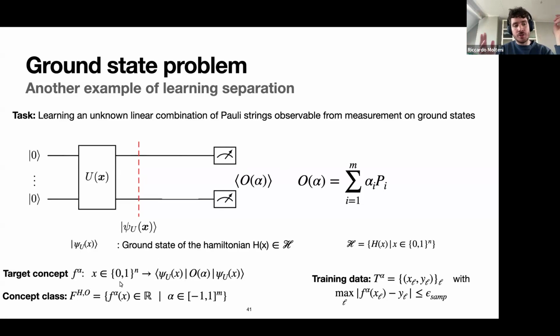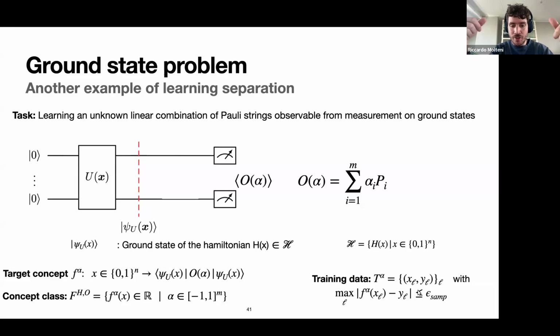And here the concept is again the expectation value of O alpha on psi u of x, where psi u of x is now a ground state. The concept class is again a set of functions, with training data the same as before. And now, how can we show separation?